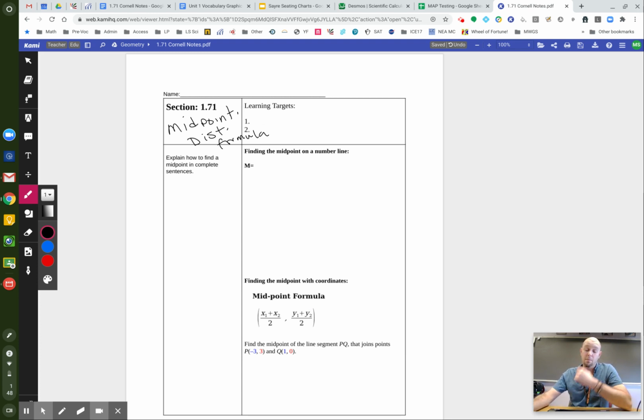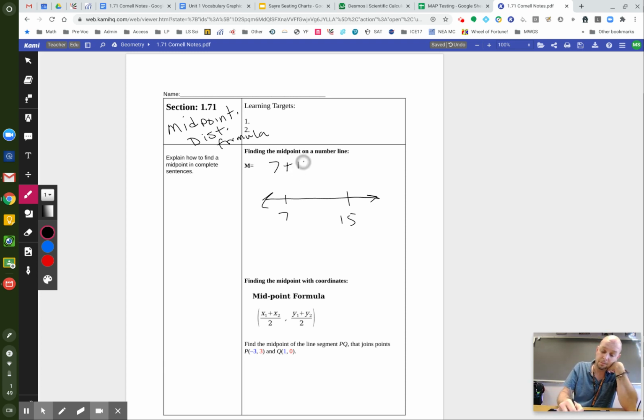All right, so if you're finding the midpoint on a number line, right? So if I've got this number line right here, and let's say I've got 7 and I've got 15. If I wanted to find the midpoint between those two, I would add them together and divide by 2, because it's going to give you the middle of those 2 points. So that's 22 divided by 2, which is 11, which is exactly in the middle between those 2 points. So when you're looking on a number line, you add them together, and then you divide by 2.